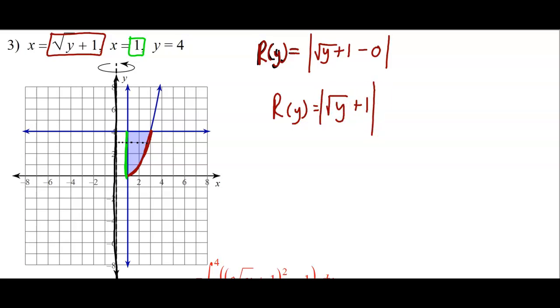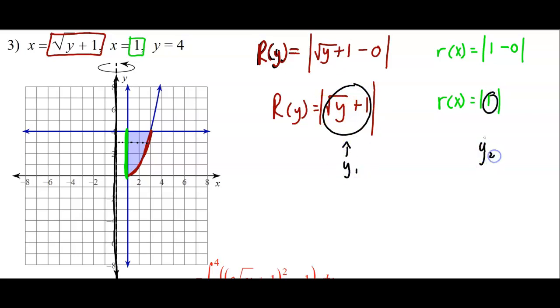My little radius is going to be the distance of my green function from the axis of rotation. So my little radius will be equal to that green line, which is the equation x equals 1, minus the axis of rotation, which is 0. And so my little radius is simply the absolute value of 1. Once again, on my calculator, I'm just going to call this y1, and I'm going to call this y2. And we're going to be doing our integration here.